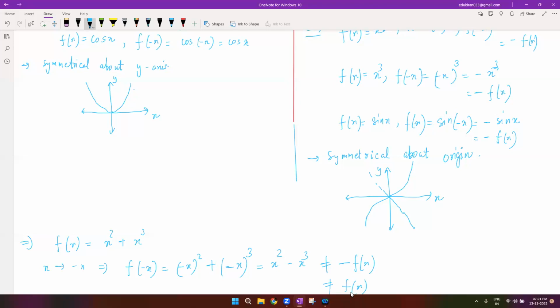We wanted either no change in the function. If no change in the function, then the function is even, but the function is clearly not even because the function has changed. But did function change into minus times of the original function? No. Minus times of the original function would have been minus x square minus x cube. But the function only changed in one term, not both the terms. Right? So this is neither odd nor even.